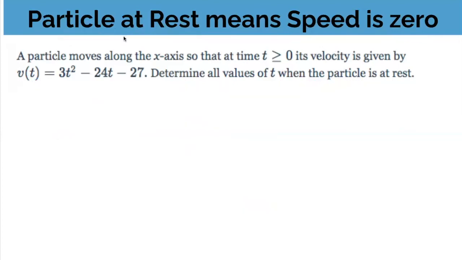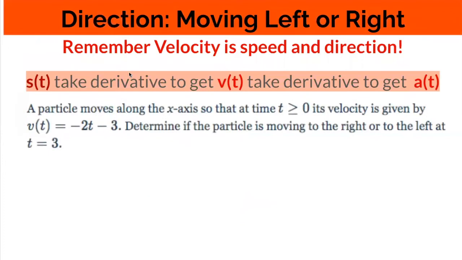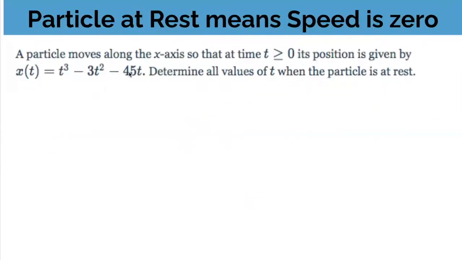Okay, let's move on to the next one. Okay, so now let's look at this one. This says particle at rest, so let's just write that right away. Speed is 0, find t. So this is what we're looking for. Speed is 0, find t. But look what they gave us.